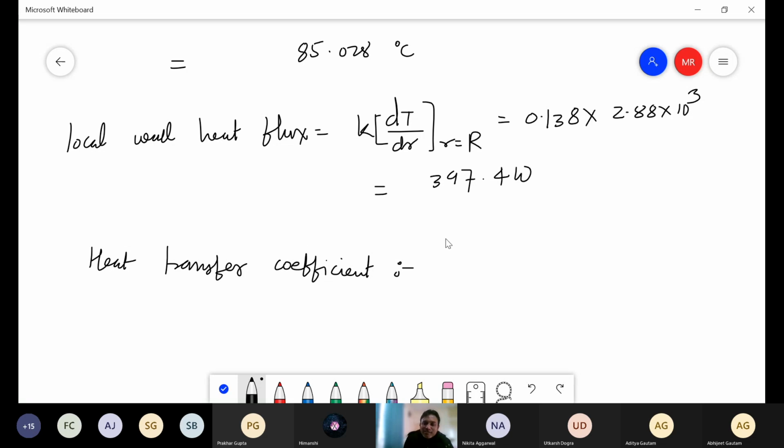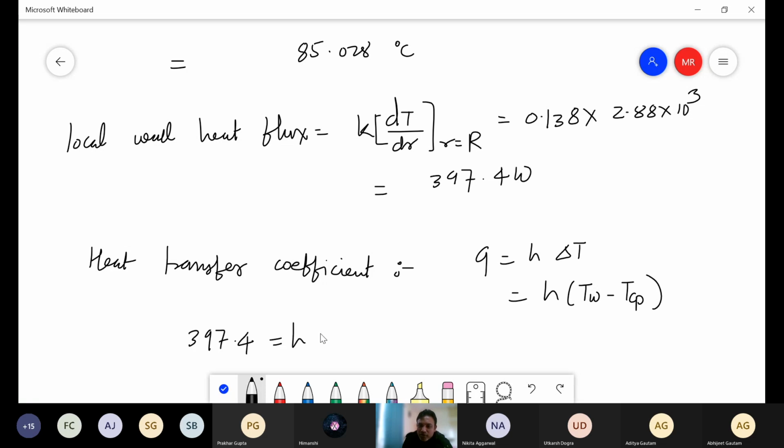So in this case, the heat flux Q will be given by h delta T, isn't it? Correct? Yes or no? And h times Tw minus T cup mixing temperature you have to take. Do you all agree? And what is the value of Q we have obtained? We have obtained 397.4. The heat transfer coefficient is unknown.